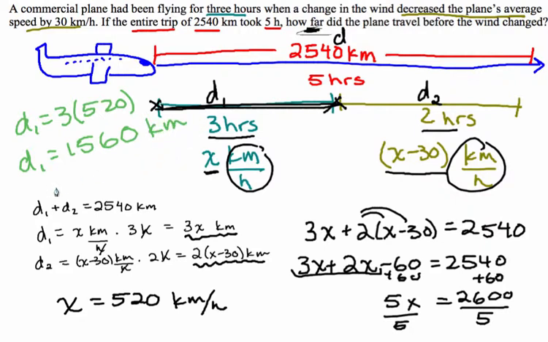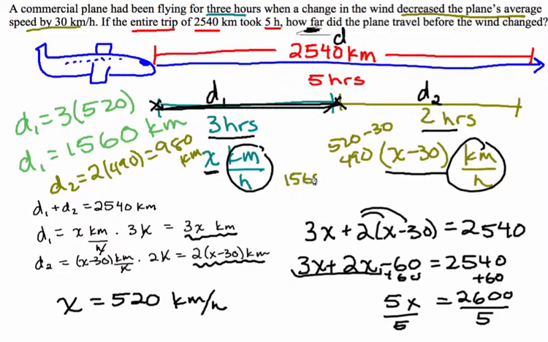We can check this quickly by saying, okay, well then what was d2? d2 would have been 2 times whatever the original speed was minus 30. Well, the original speed was 520, so minus 30, 490. Okay, so 2 times 490 is going to be 980 kilometers. And we want to check and say, okay, well, is 1,560 plus 980 equal to 2,540?